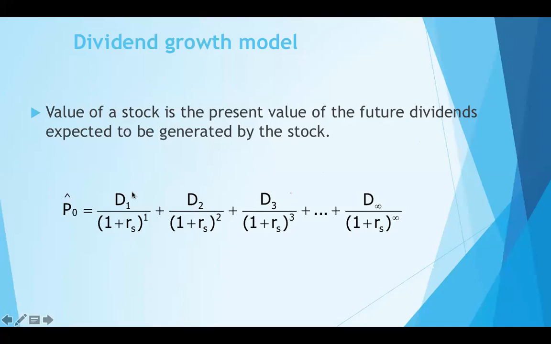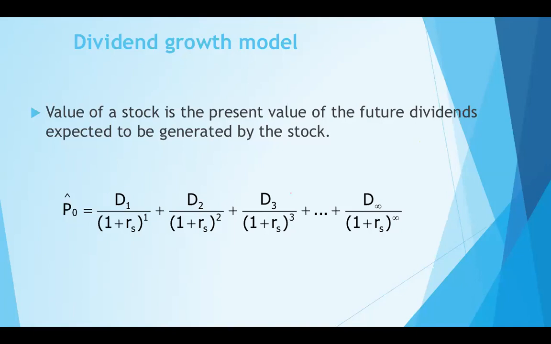So basically, if you buy a stock today, you will receive dividends next year, 2 years time, 3 years time, until forever. Then these dividends should be discounted with the expected return. Okay.